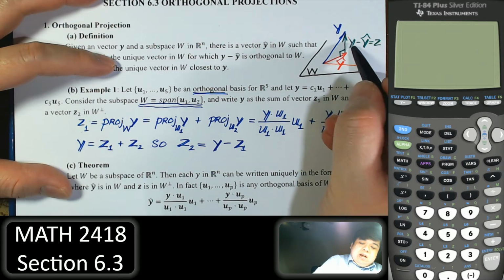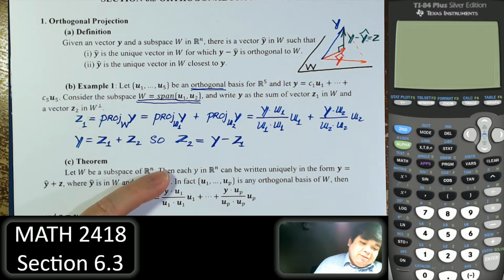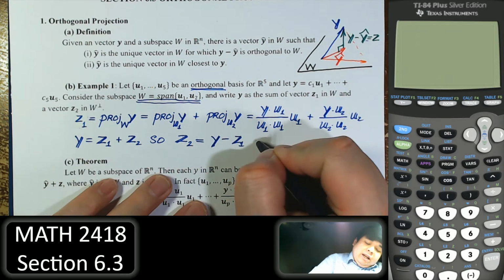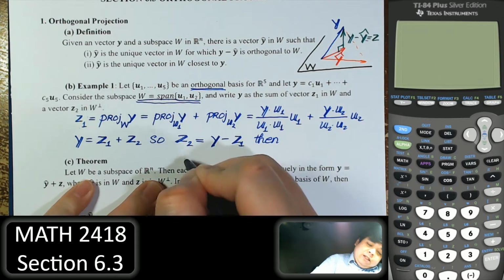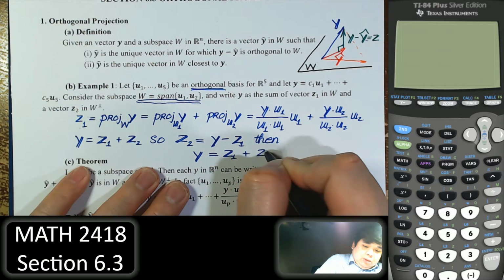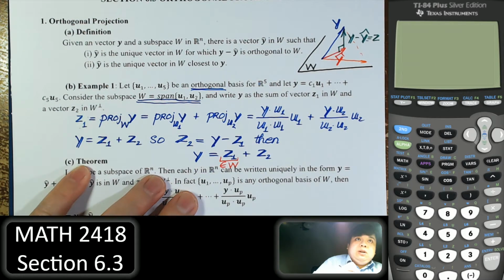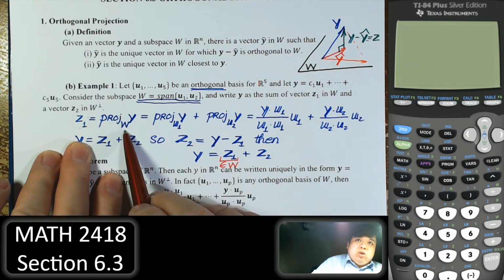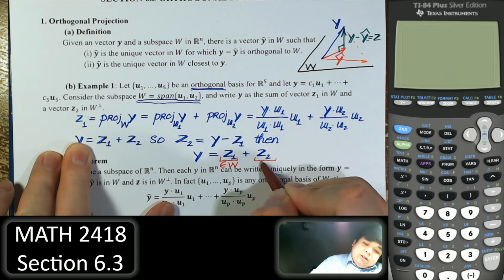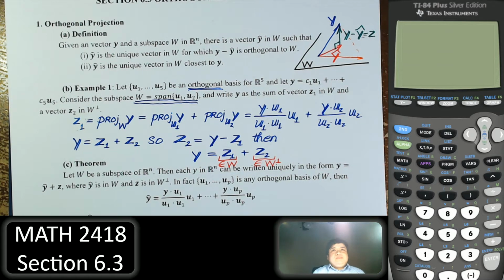So just pretty much y minus y hat is equal to z, so we just have a different name for it. And then we can say vector y equals z1 plus z2. Now, z1 is a vector in W, right? z1 is the projection of y onto W, and z2 is a vector in the space that is orthogonal to W.